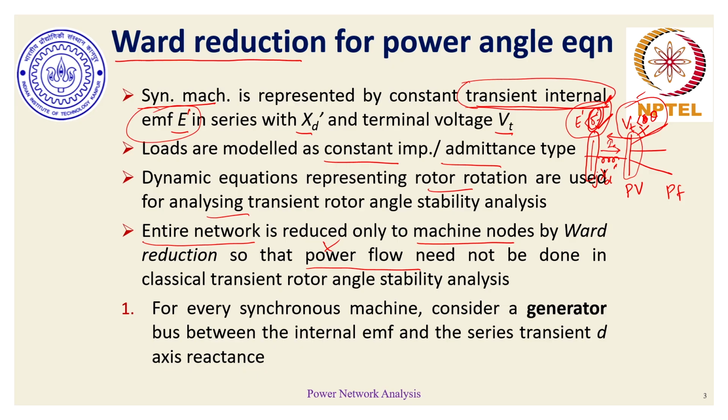So let's understand what is Ward reduction. I hope the importance of Ward reduction I have been able to explain. The intent is to avoid power flow analysis being done to the extent possible for reducing our computational effort. So for every synchronous machine, we consider a fictitious generator bus, the bus which I have marked here, to be present between the internal EMF whose magnitude remains constant, the angle can change, and followed by that bus is the series transient direct axis reactance, after which we have this terminal voltage Vt.